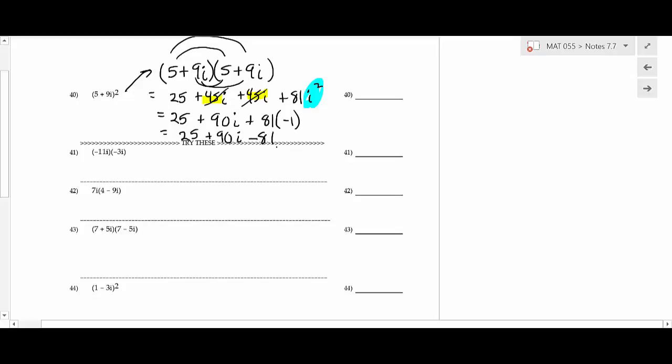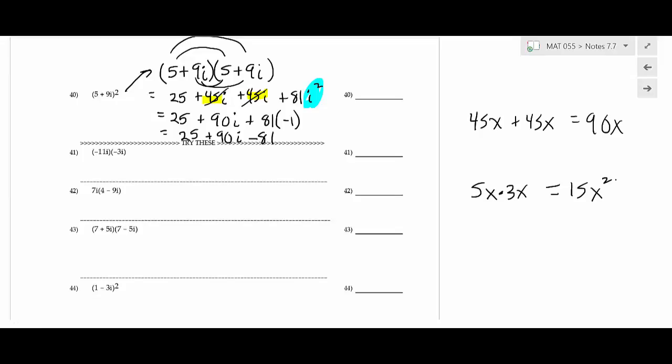Combine like terms, yes. Why wouldn't it be 90i squared? Because you're combining like terms. It's no different than having 45x plus 45x. That's 90x. When do you get an i squared? When you multiply. So for instance, if you had 5x times 3x, that's 15x squared. Those are little things that are easy to forget about, but if you collect like terms, nothing changes. The i stays the same, just like the x would stay the same.